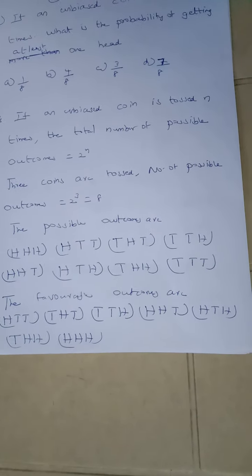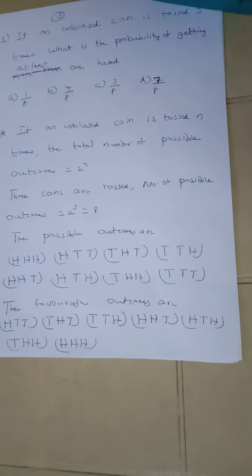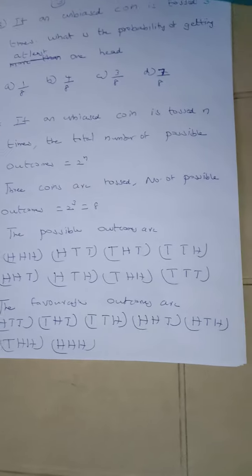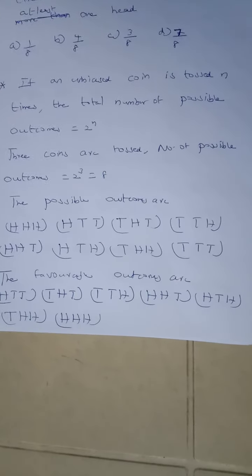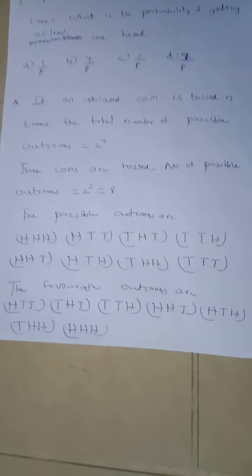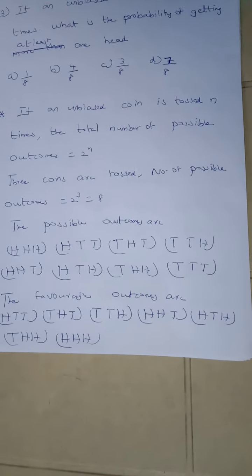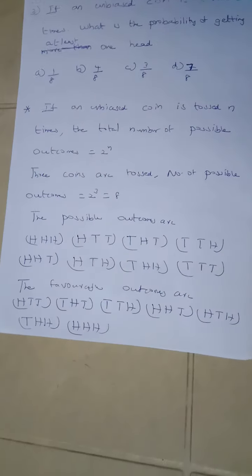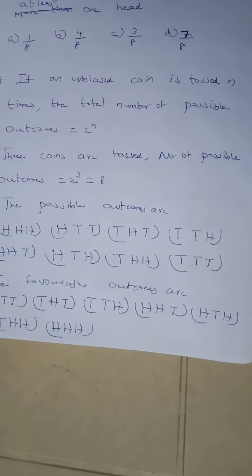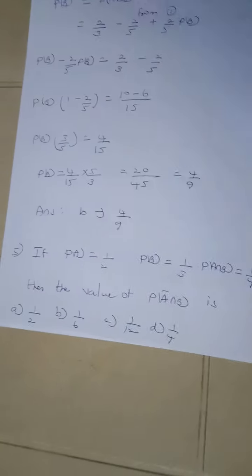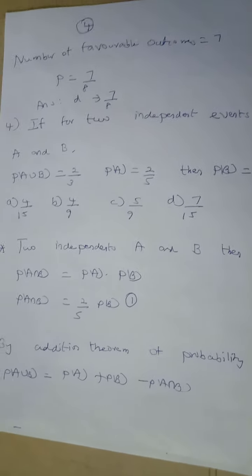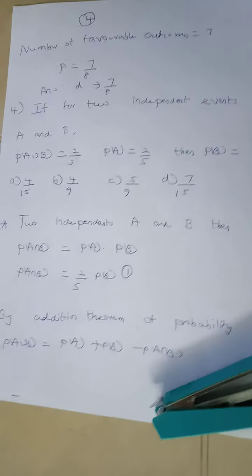What we need to find is the probability of getting at least one head. There may be one head, there may be 2 heads, or all of them may be heads. For one head we are having 3 different favorable outcomes. For 2 heads we are having 3 different favorable outcomes. All of them may be head, only one favorable outcome. So total number of favorable outcomes is equal to 7. So probability is equal to 7 by 8. So probability of getting at least one head is equal to 7 by 8. Option D, 7 by 8. Let us move to the next question.